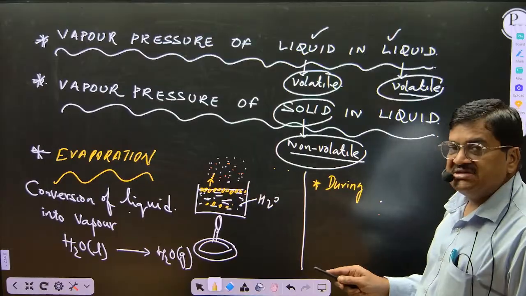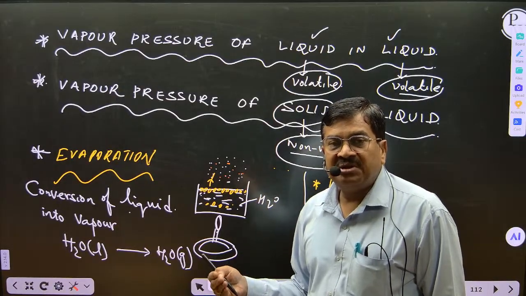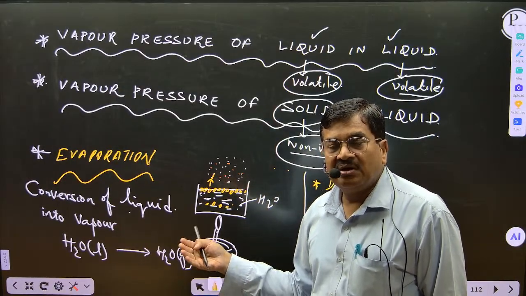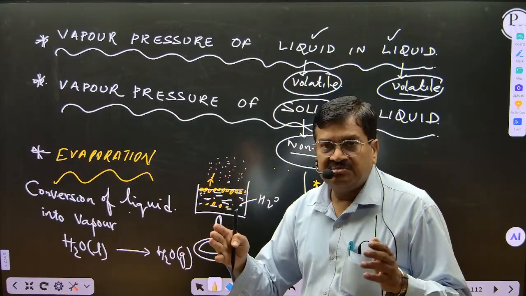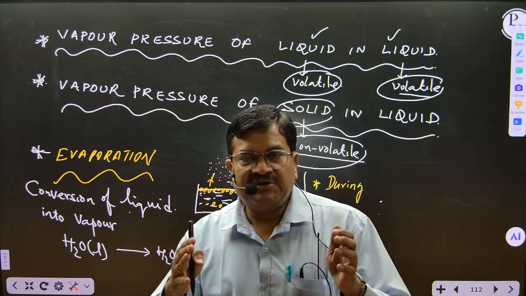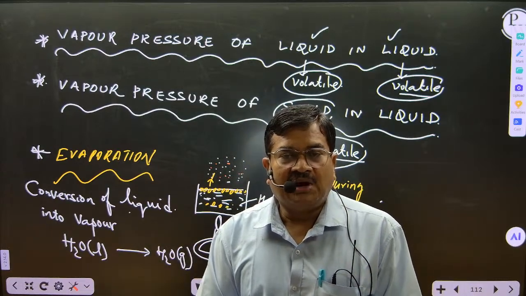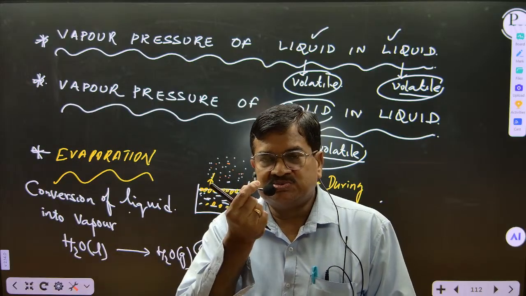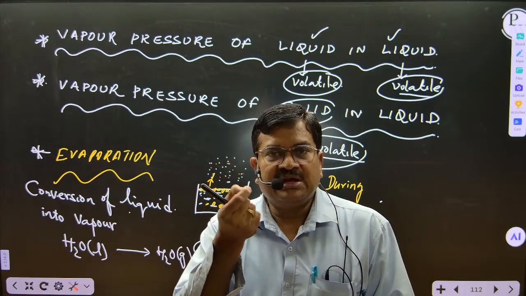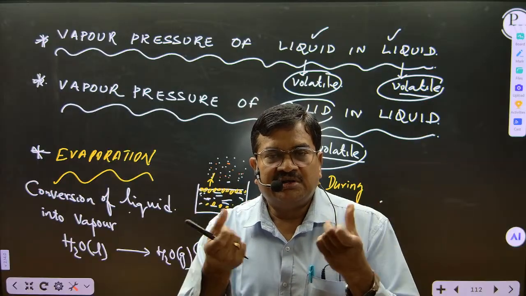So in assertion reasoning conceptual, they ask during evaporation what happens to liquid? Cooling of liquid takes place. That's what you see in the summer season. You remember we use a mud pot for cooling of water. On the pot you will see small pores, and water comes out through the pores. That is due to evaporation.